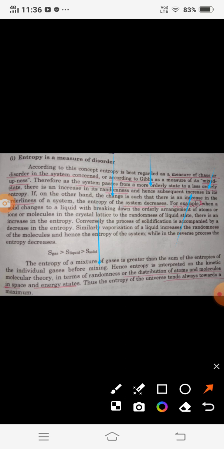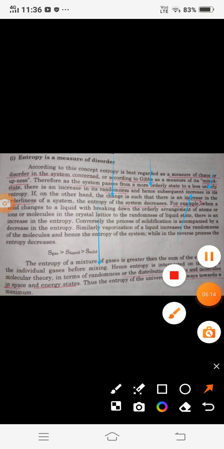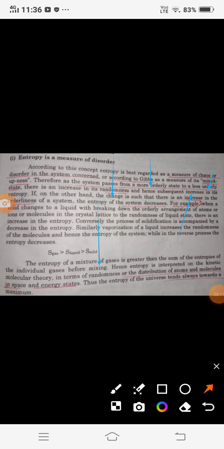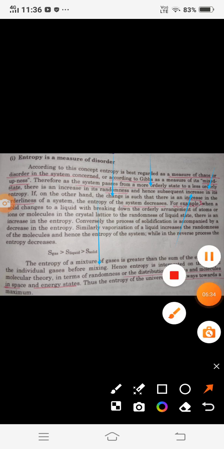Thus the entropy of the universe tends to always increase, because most of the time solids are getting converted into liquids, and liquids are getting vaporized. As you studied in the previous lecture, the entropy of the system is increasing because the randomness of the system is increasing. The chemical reaction is going towards the equilibrium state, and the equilibrium state is itself the proof of the highest state of entropy, which we will discuss next.